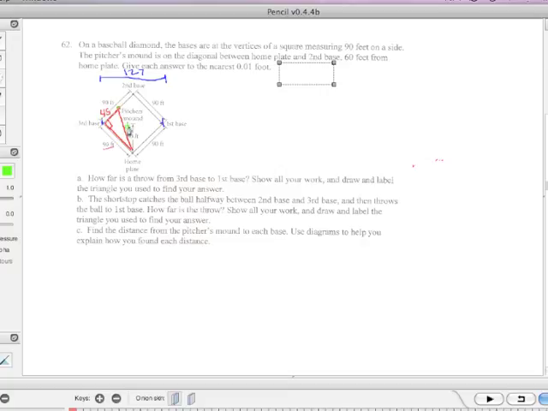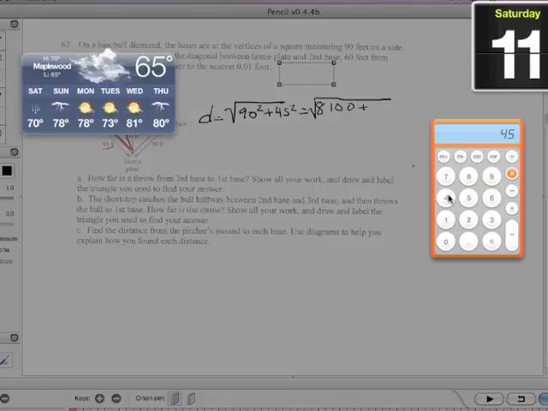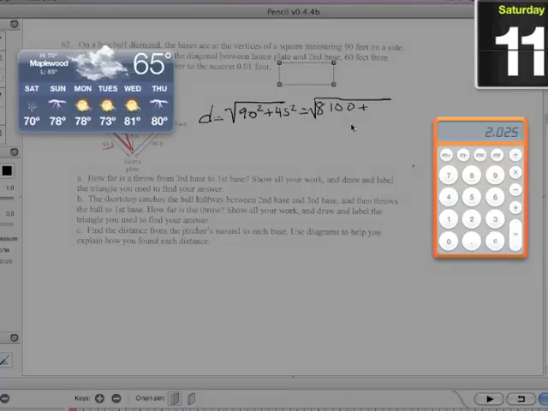And the distance from here to the home plate is the same as the distance from this halfway distance to first base. So D is equal to the square root of 90 squared plus 45 squared. So our distance is going to equal the square root of 8100 plus whatever 45 squared is. 45 times 45. Boom. 2025.